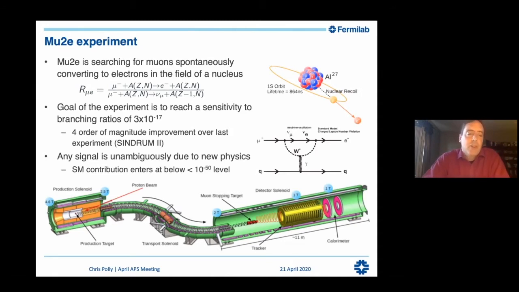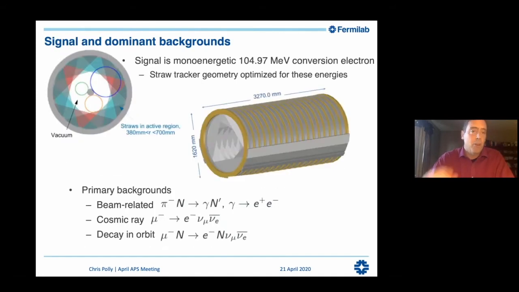Here you can see a picture of their apparatus. It starts with a production solenoid where the protons are brought in and strike a target. Pions are captured in the production solenoid, and as they decay to muons, they're transported down a transport solenoid into a muon stopping target. The stopping target is aluminum. They wait and look for a conversion, and then they use tracking detectors and calorimeters to resolve the potential decay electrons from the stopping target.